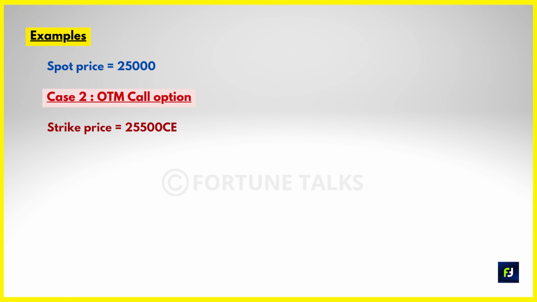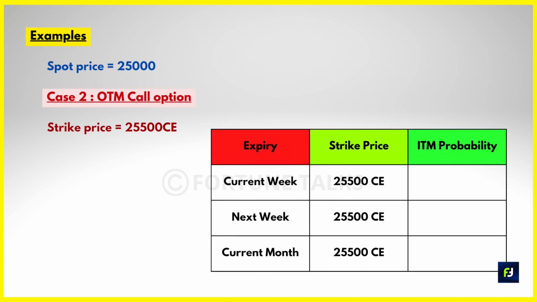The next example is for a OTM call option. Once again, what are the odds of an OTM Nifty call option having a strike price of say 25,500 expiring in the money by say the end of the current week expiry? The option chain would say about 5%. However, the odds of this OTM call option expiring in the money by say the end of the next week expiry would be 20%. Likewise, the odds of this OTM call option expiring in the money by the end of the current month expiry would be around 35%.